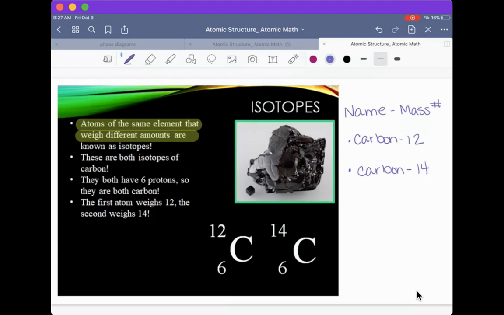Isotopes are what are going to give us a lot of our radioactivity, and we're going to get into them a little bit later on.